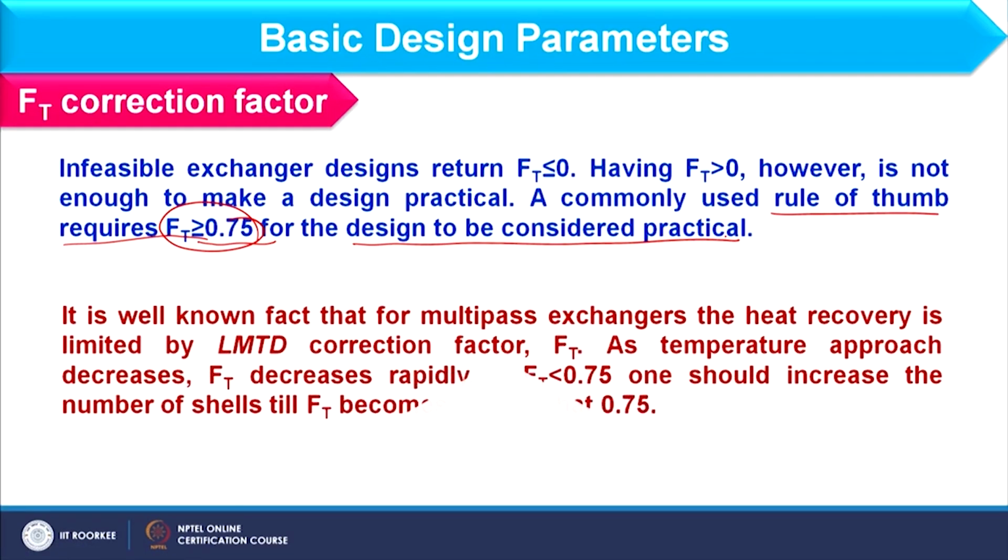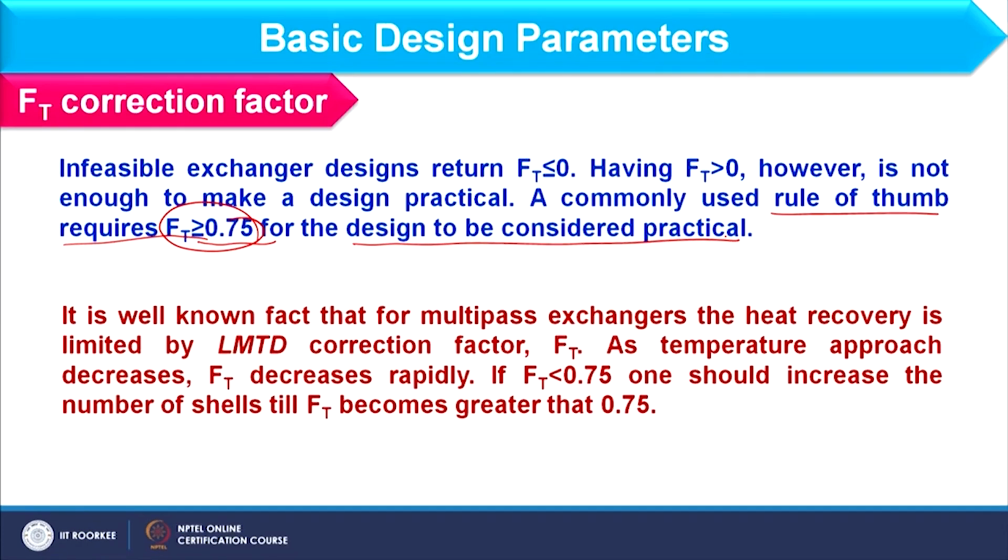Now, how will I do that? If the Ft factor comes out less than 0.75, because I have already told you before that I cannot change the terminal temperatures. Whatever the temperature cross is, I should not change the inlet and outlet temperatures. Then how can I improve the Ft factor? The Ft factor can be improved by considering more shell passes.